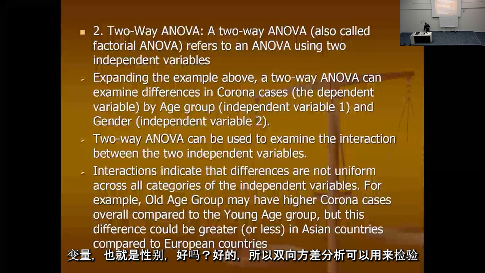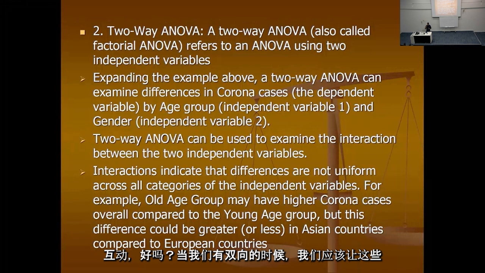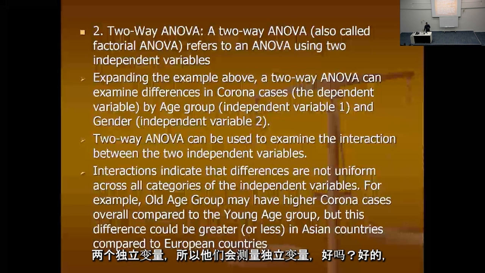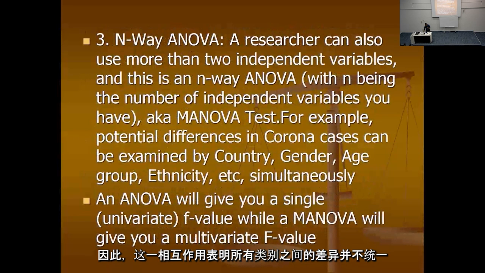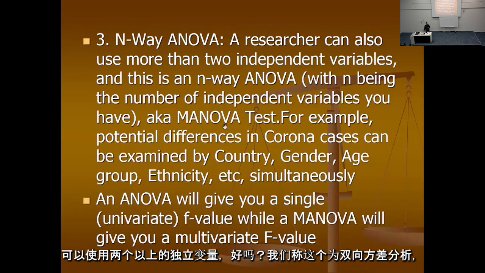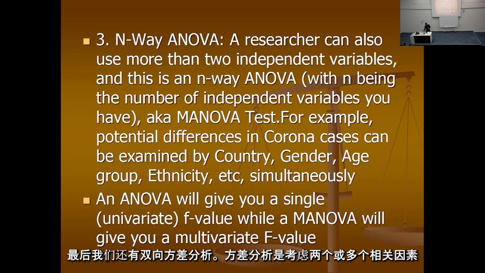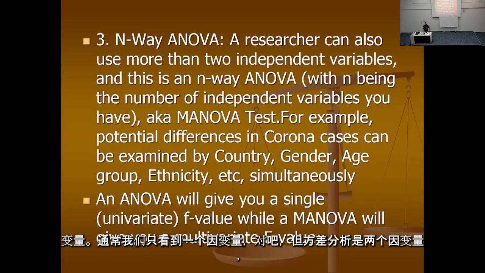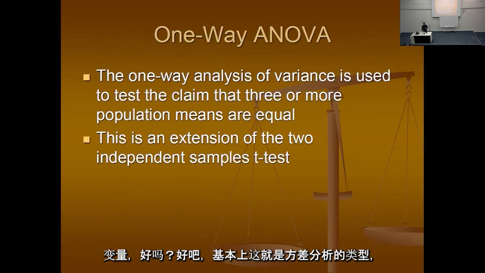The two-way ANOVA can be used to examine the interaction. When we have two-way, we should have the interaction between these two independent variables. This interaction indicates that the differences are not uniform across all categories of the independent variables. We also have the n-way ANOVA, where you use more than 2 independent variables. And the last one is MANOVA, which is when you consider 2 or more dependent variables. Normally we only see one dependent variable, but MANOVA has two. So basically these are the types of ANOVA, or analysis of variance.